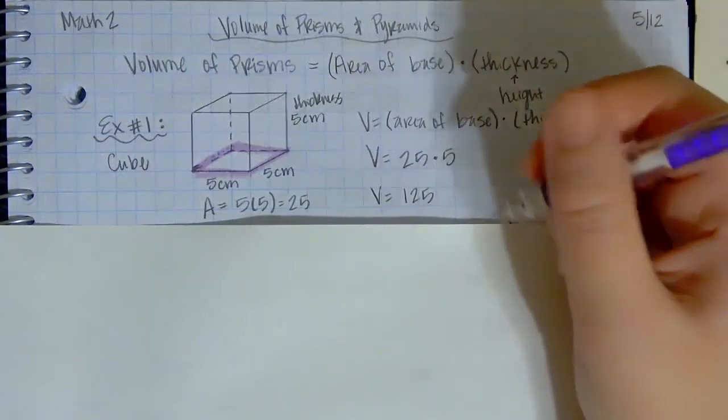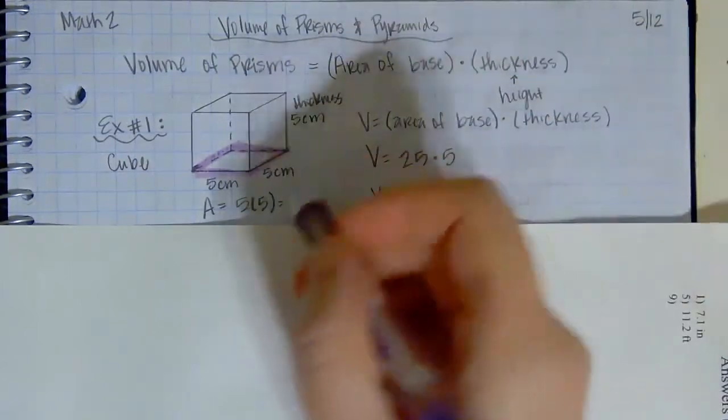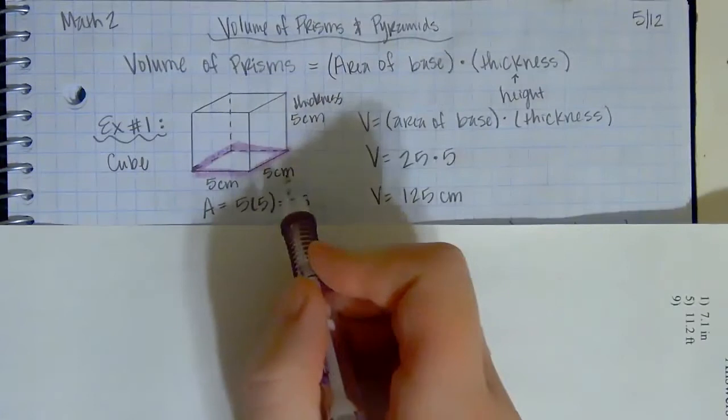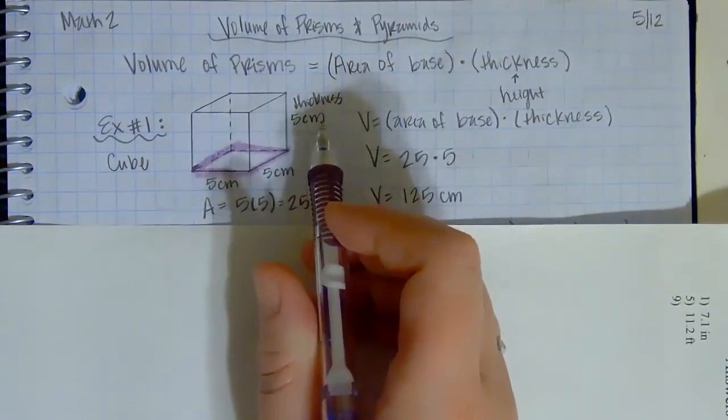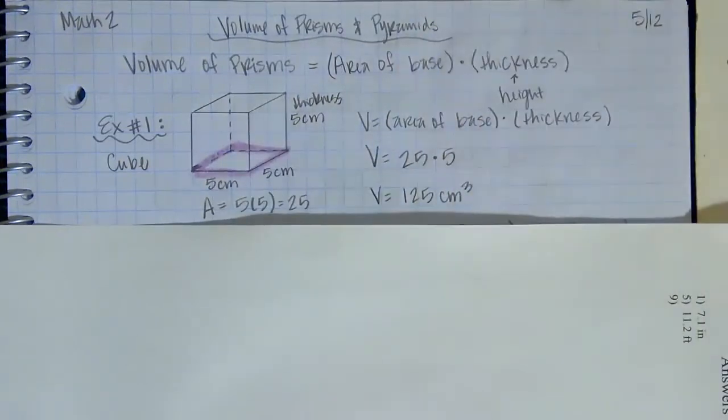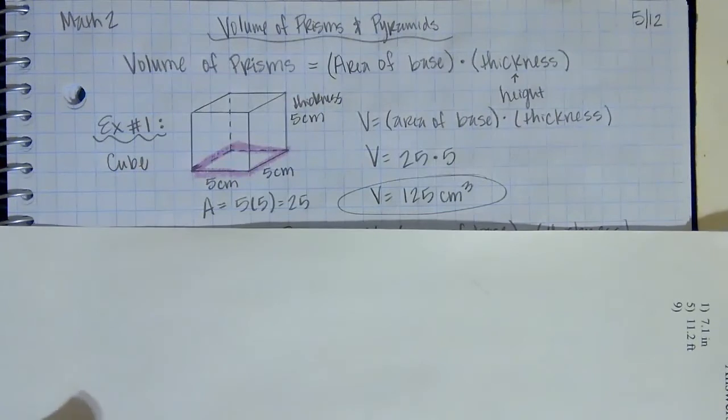For the units, we still have centimeters, as you'll see here, but it's centimeters times centimeters times centimeters. If it's x times x times x, that's x cubed, so centimeters cubed. And there's my volume. That's the same no matter what kind of base it is, but we're going to look at different bases just in case. So let's look at another kind of base.